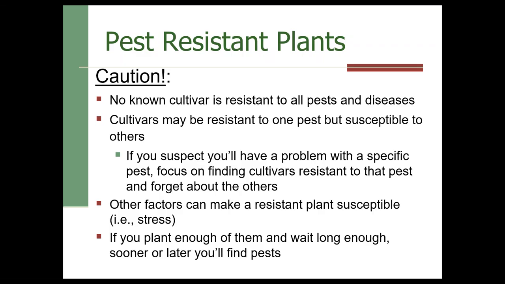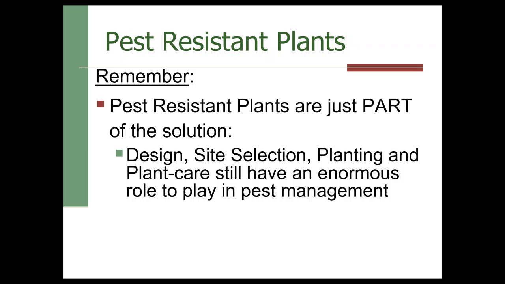And then finally, if you think about it, you plant enough of anything and wait long enough, sooner or later you're going to find a major pest or disease coming along. And perhaps that's what we're seeing now with crapemyrtle bark scale. Certainly crapemyrtles are a dominant plant in landscapes today. We need to be aware of all the possible issues that can happen with crapemyrtles and try to keep them as healthy as we can. And again, pest-resistant plants are just part of the solution. Design, site selection, planting, maintenance all have enormous impact on pest management in general.